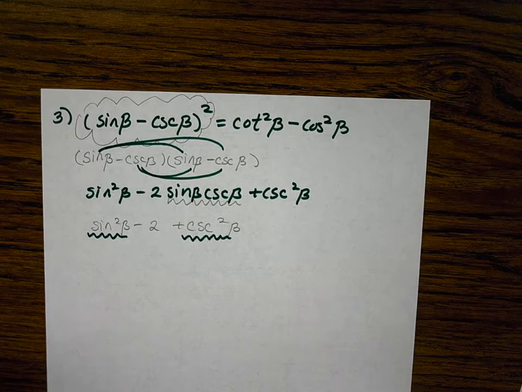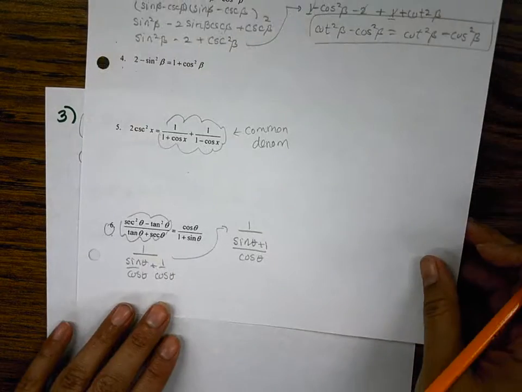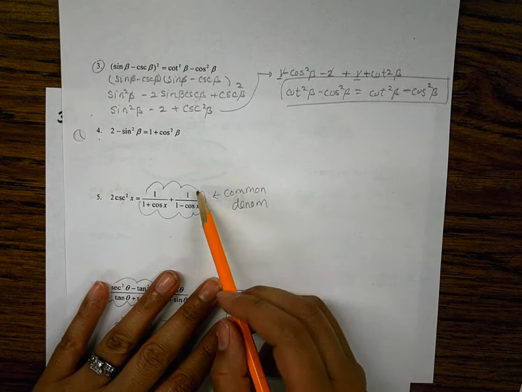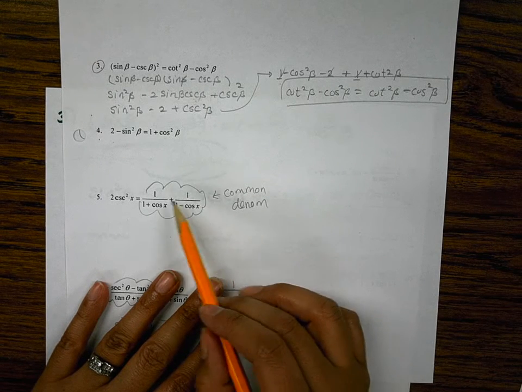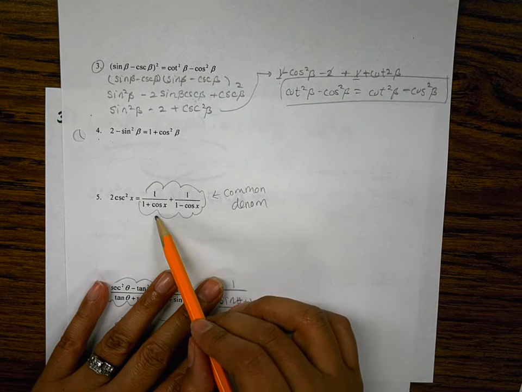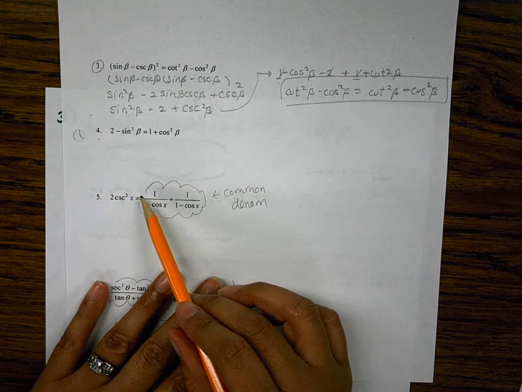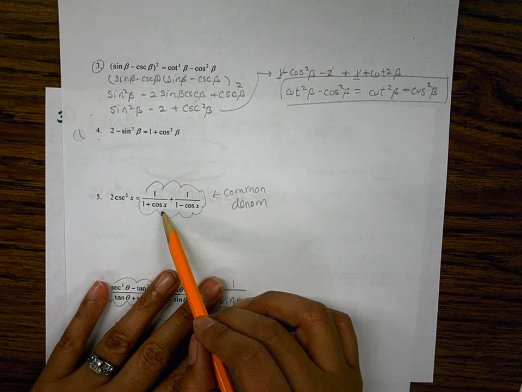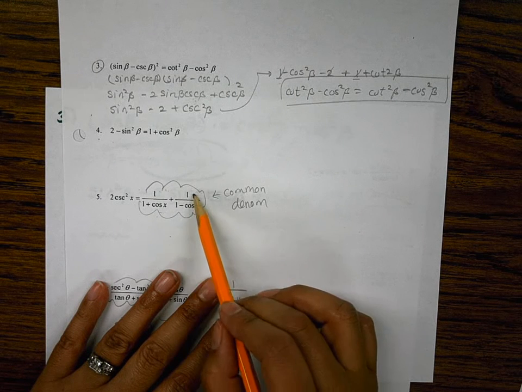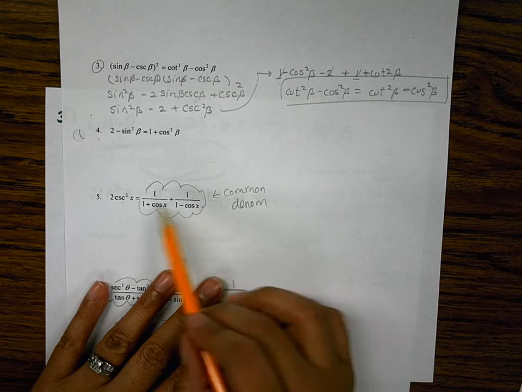All right. I want to talk about number 5. I'm not going to do it with you, but I do want to talk about it right here. The hint is right side common denominator. Your common denominator would be 1 plus cosine, 1 minus cosine. So you'd multiply this one top and bottom by 1 minus cosine, and this one top and bottom by 1 plus cosine, and work it out. That'll be the hint I give you on that one.